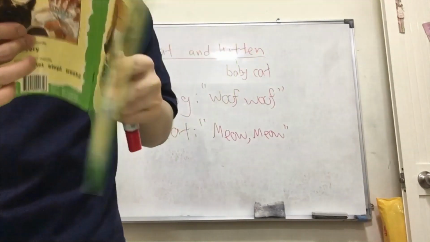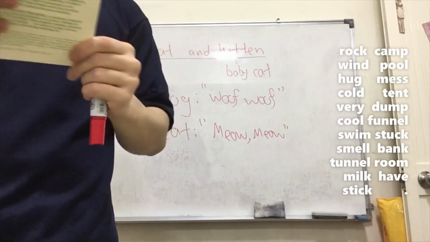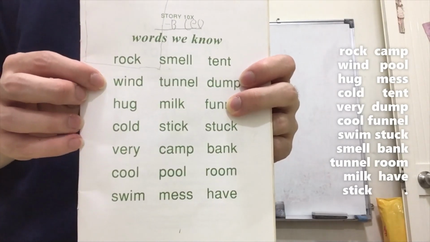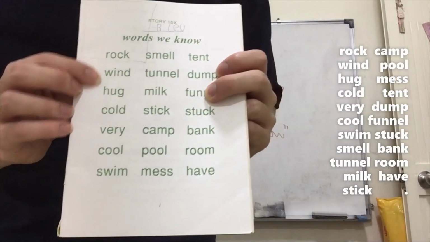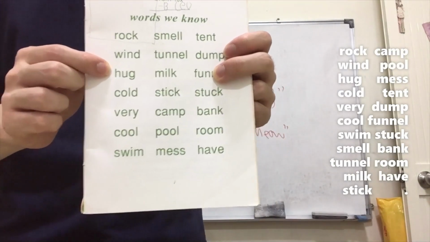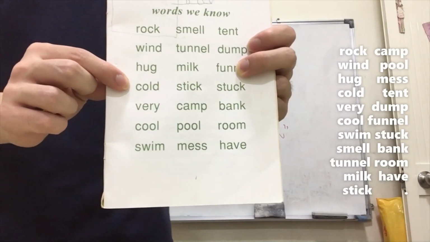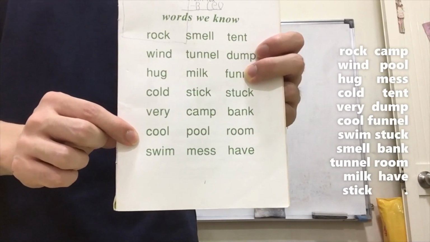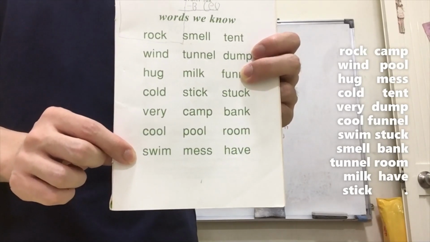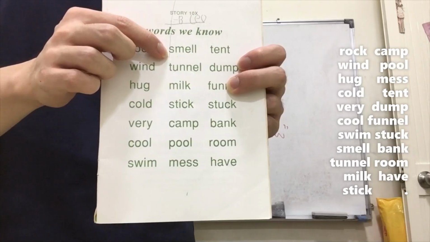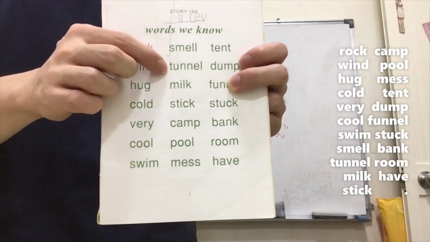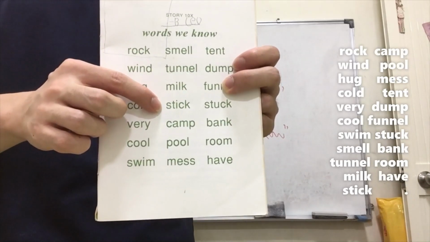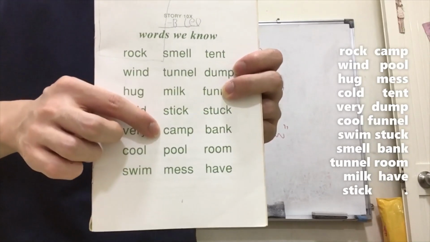So as usual, we'll go through the words that we have already learned. The first one we have is rock, rock. Wind, wind. Hug, hug. Cold, cold. Very, very. Cool, cool. Swim, swim. Smell, smell. Tunnel, tunnel. Milk, milk. Stick, stick. Camp, camp.